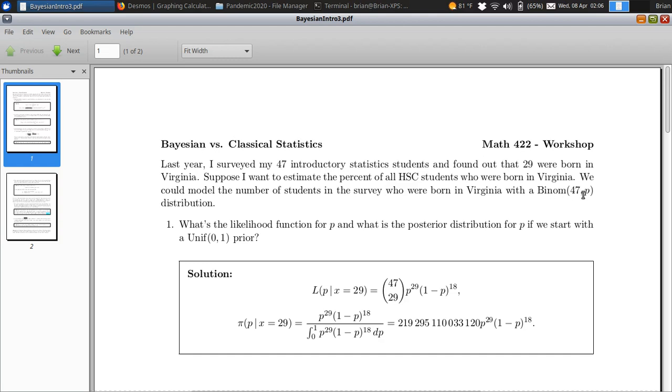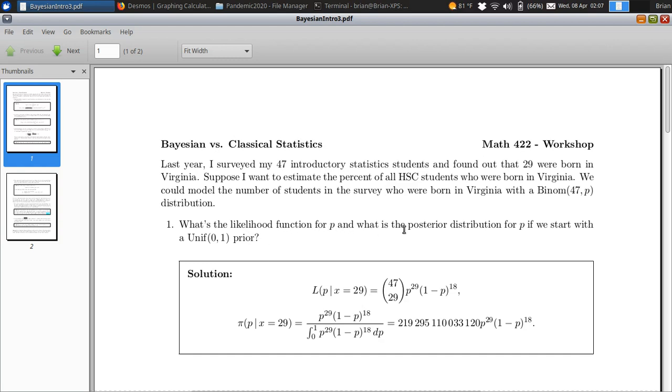So we're going to use that model, and then the likelihood function, you just write down the probability mass function for a binomial distribution with 29 successes, and then if you have 47 total, that means you would have had 18 quote-unquote failures. And here, remember, we're thinking of a failure as someone who was not born in Virginia. And so there we go. That's the probability mass function with the numbers that we got plugged in, and now we just think of it as a function of p and call it the likelihood function. So that's the likelihood function for p given that x was equal to 29. So I asked you to find that.